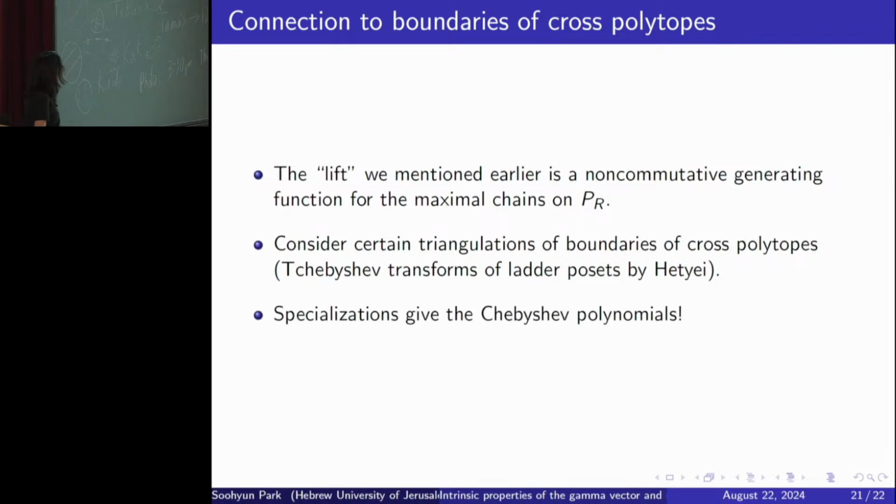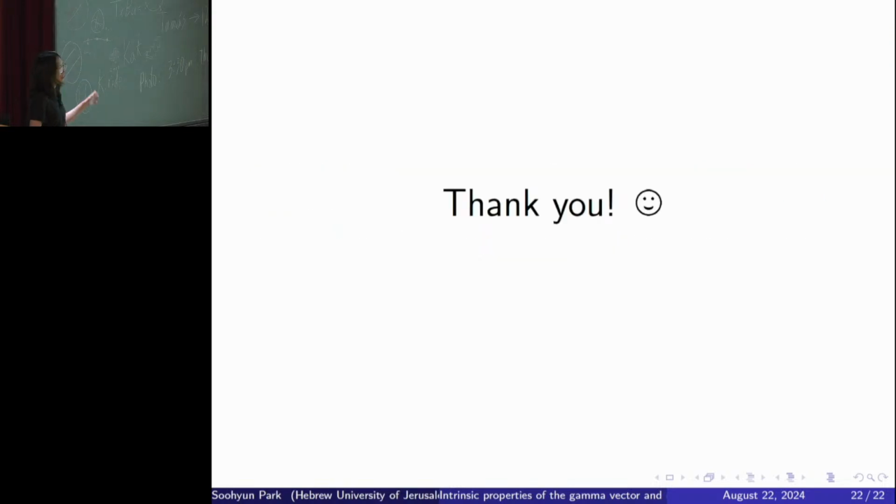It turns out that if you take this generating function and just keep one of the variables and send the other one to 1, we get the Chebyshev polynomials. So that's all I wanted to share today, so thank you.